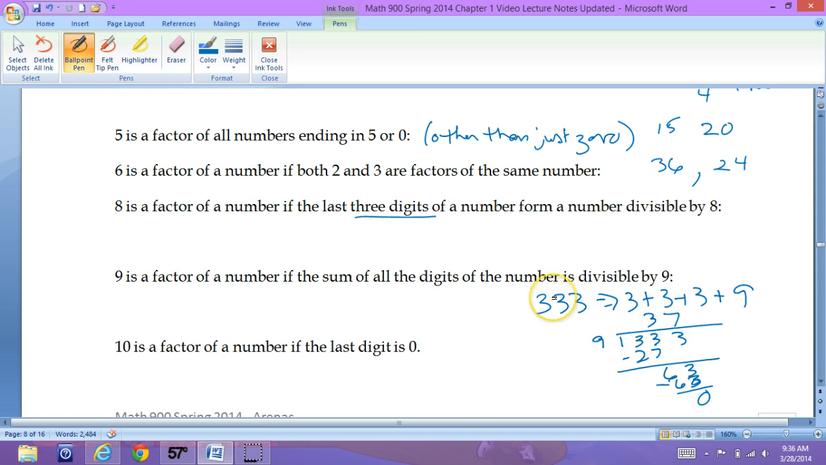So 9 times 37 is 333. And 37 is a prime number, so that's interesting that I chose that number.